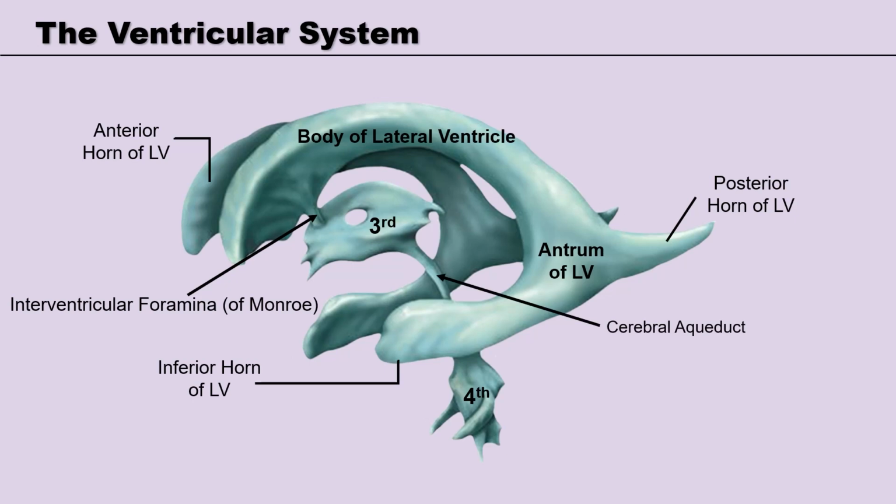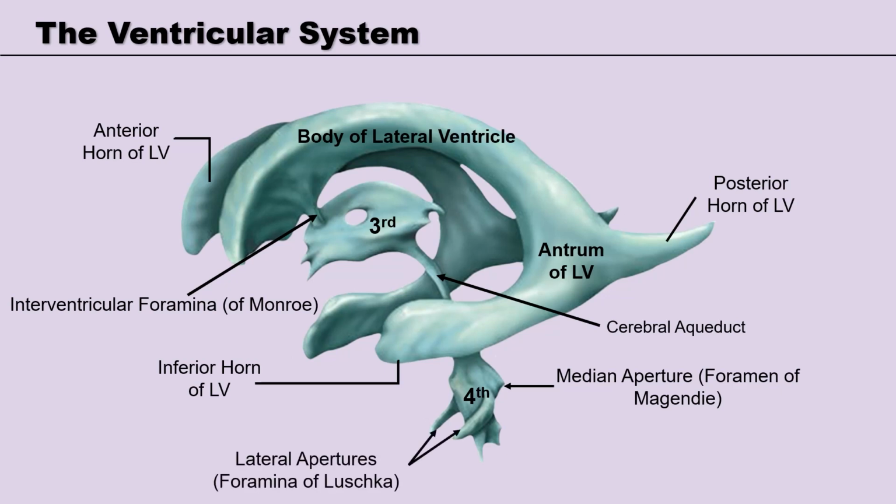The fourth ventricle has three openings which allow the CSF to drain into the subarachnoid space. A single aperture in the midline is called the median aperture, or the foramen of Magendie. Two lateral apertures, called the foramina of Luschka, also allow the CSF to drain into the subarachnoid space. You can remember which way round they are by lateral and Luschka, and median and Magendie.